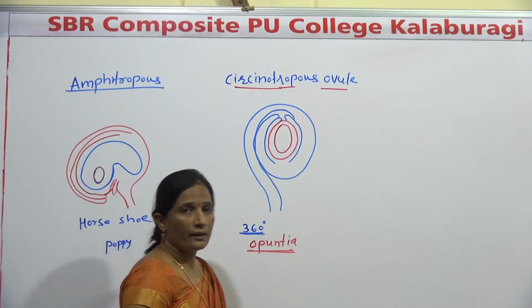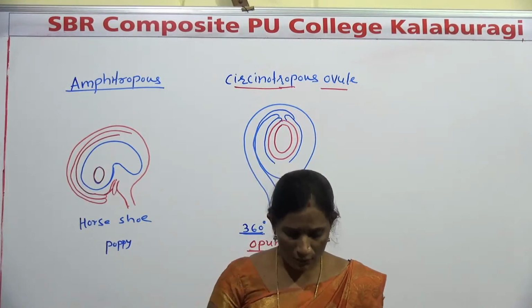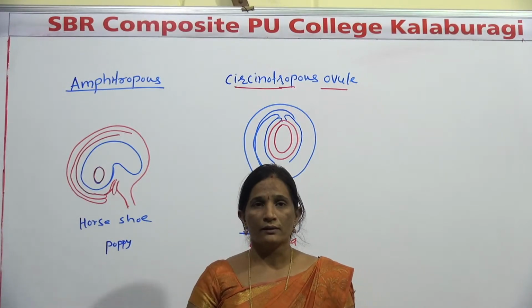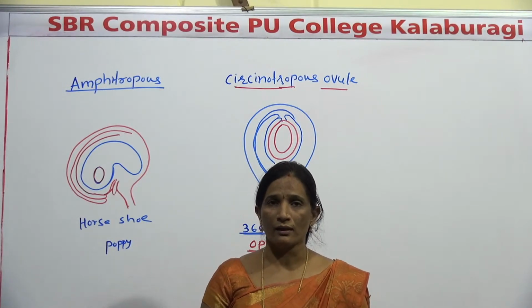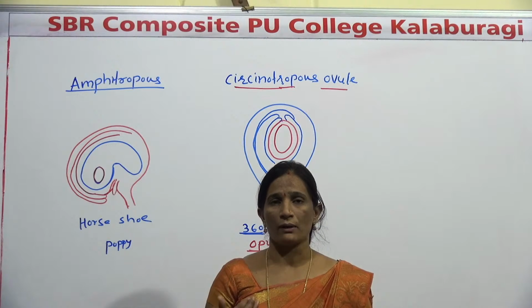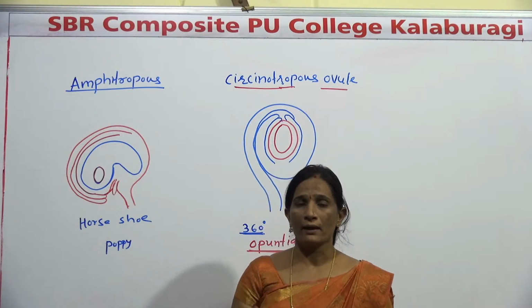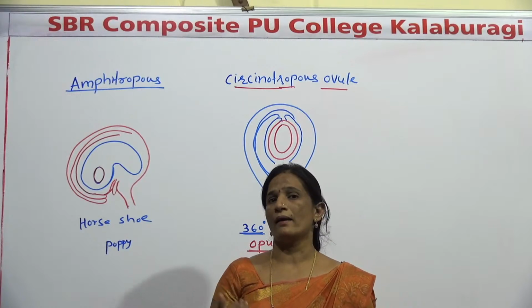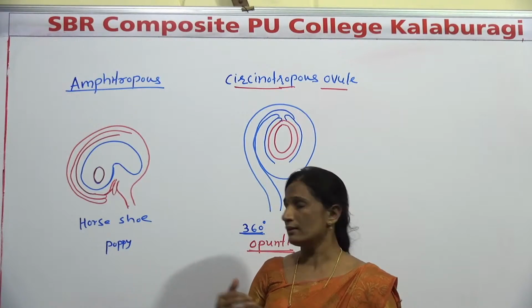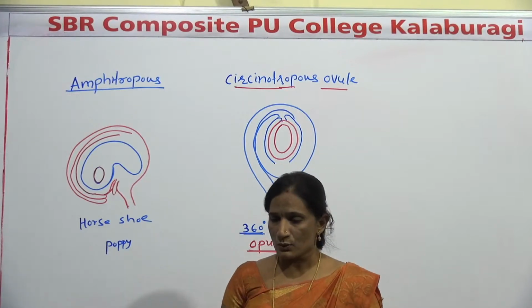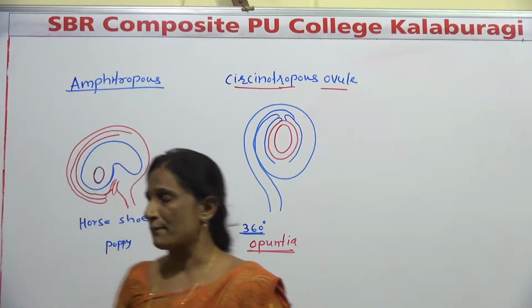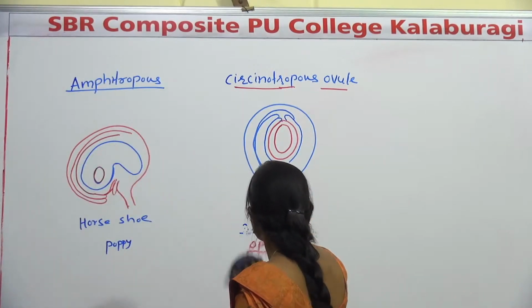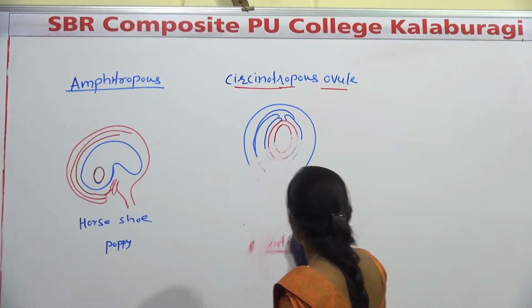So these are the different types of ovules. How many types of ovules are there? There are six different types of ovules. One is the orthotropous, second anatropous, third hemianatropous, fourth campylotropous, fifth amphitropous, and the last one is the cyclotropous. So this is the brief introduction about the types of ovules. After this we will go to the next one.